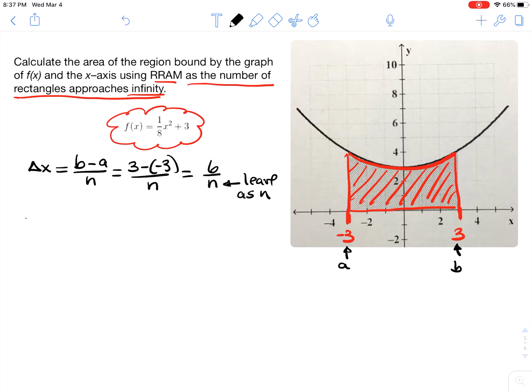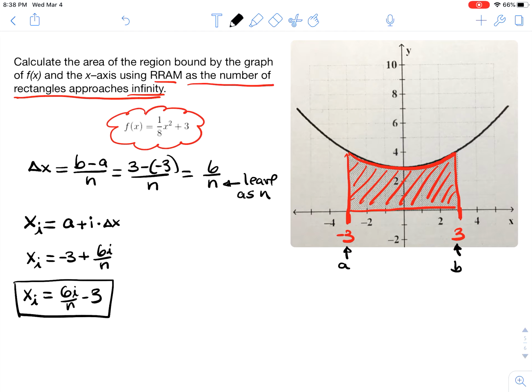After delta x, we want to find the generating function for the x coordinates. We call that the x sub i function. And for RRAM, x sub i is defined as a plus i times delta x. So our x sub i will be -3 plus 6i over n. And I will just rearrange that to be 6i over n minus 3. I like to keep my minus signs in between two terms.